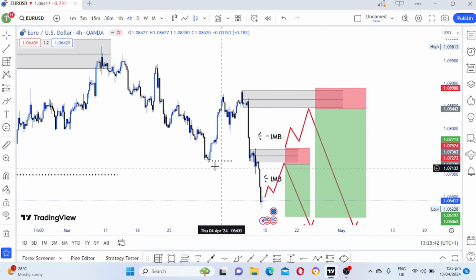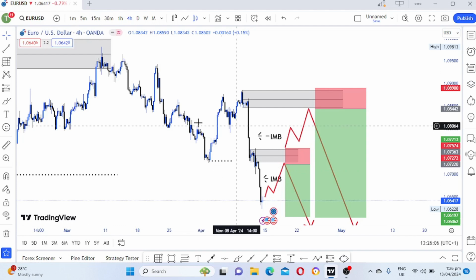market structure break. We broke structure to the downside at this zone. So now we are expecting the same downtrend to continue. If it doesn't happen, then if you see this higher get broken, then it's confirmed that we have a shift of market structure on Euro USD now.